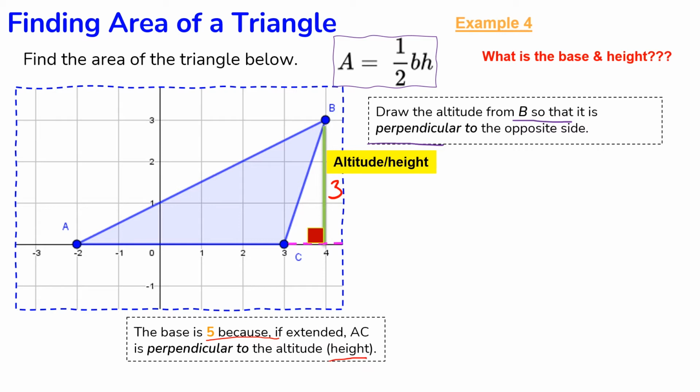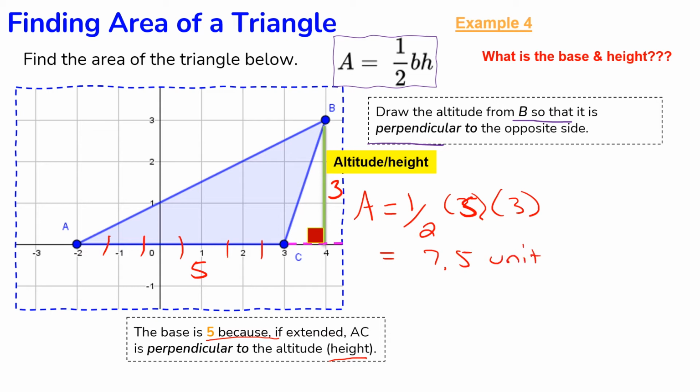So remember, the base and height are always perpendicular. So I can just count these spaces here. 1, 2, 3, 4, 5. So my base, again, is 5. Plugging that into our formula, area equals 1/2. Base is 3. No, base is 5. Height is 3. So 1/2 times 5 times 3 gives me 7.5 units squared for this triangle.